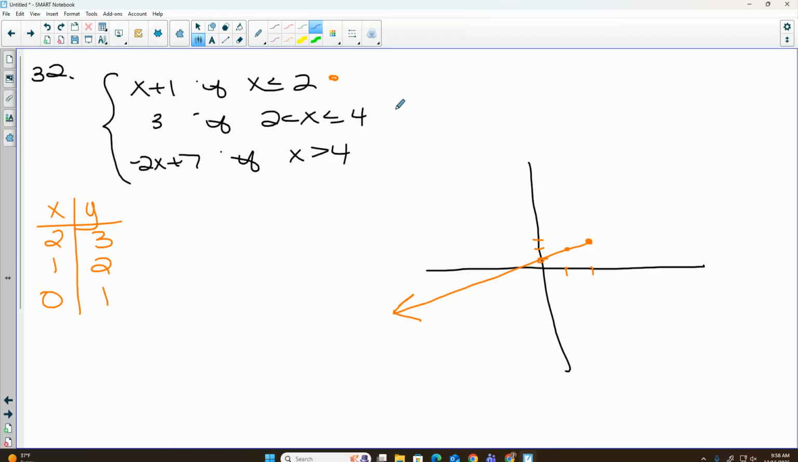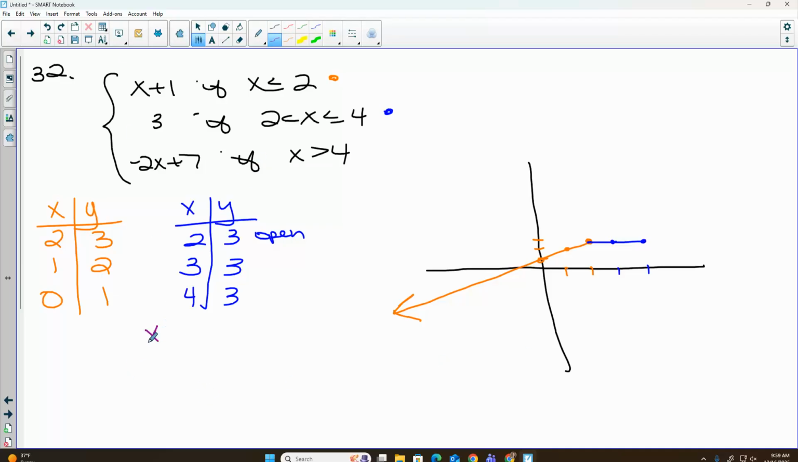Second line, this one has 2 endpoints. So I have to put in both the 2 and the 4, and then something in the middle. 2 did not have an equal to, so that would be open. 4 did, so it's closed. Every time, we're getting out 3. So 2, 3, it says open, but I already have a closed circle there, so we just leave it closed. 3, 3, 4, 3. This stopped, so no arrow, it's just that little piece.